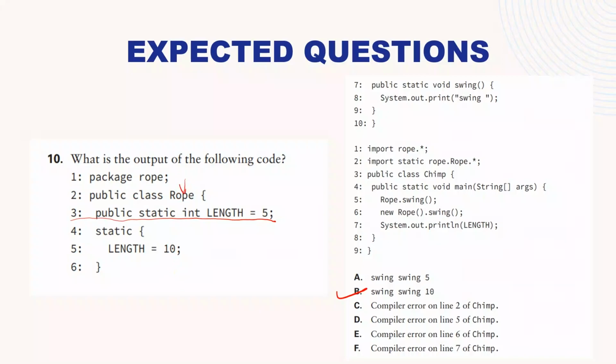Then immediately after that runs the static initializer block, which is over here. Now in this case the length is set to 10.